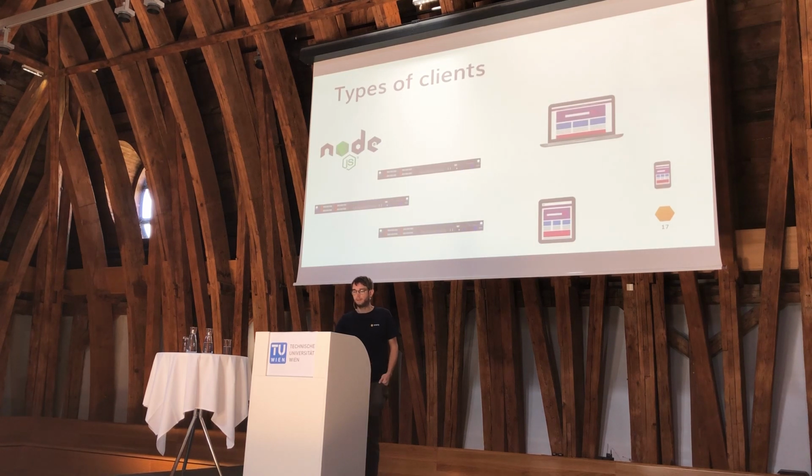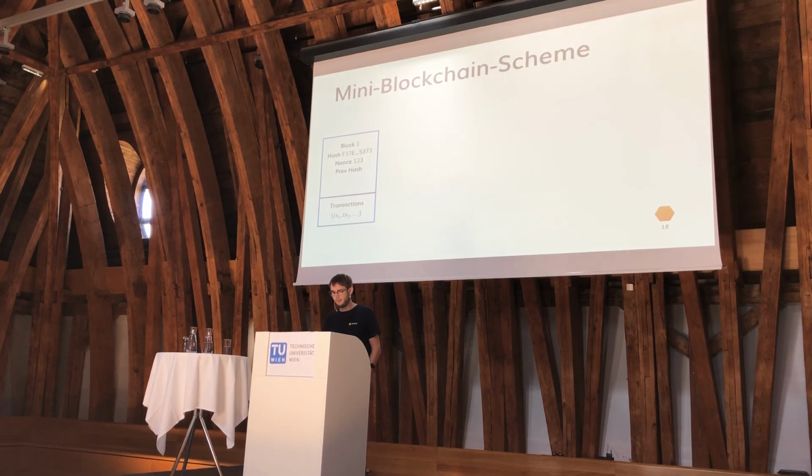And for that we have two types of clients. The server nodes basically run normal full nodes, as you would expect from Bitcoin, whereas the browser nodes run light clients. This is a lighter version, basically using this mini blockchain scheme. And what does this mini blockchain scheme actually do? I'll tell you right now.